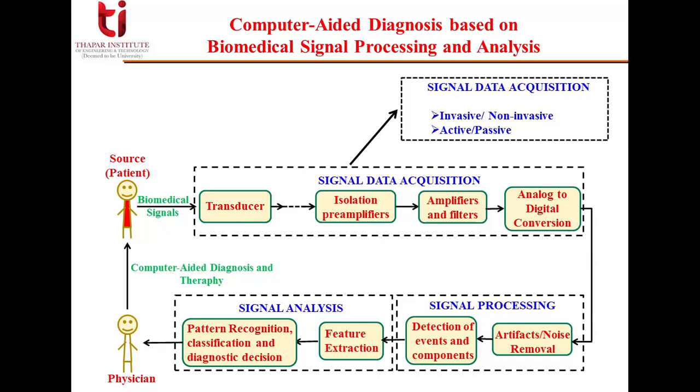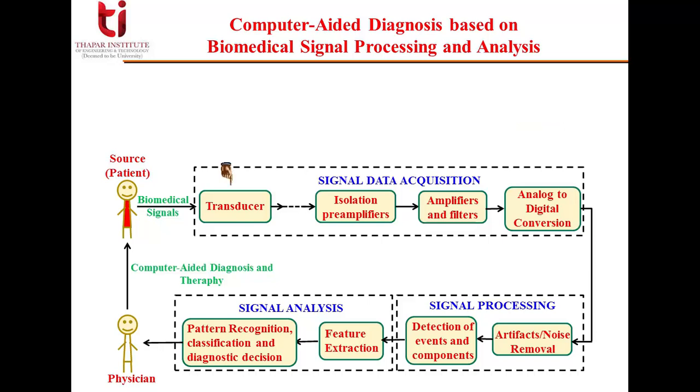Now, the first component that is used in acquiring data is the transducer. It is an instrument which actually changes one form of energy to the other. Here we are mainly interested in the transducers which give us an electrical signal as output.